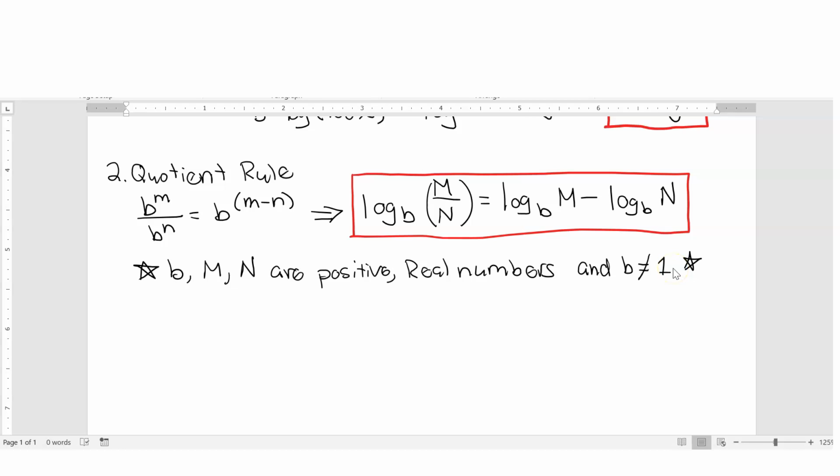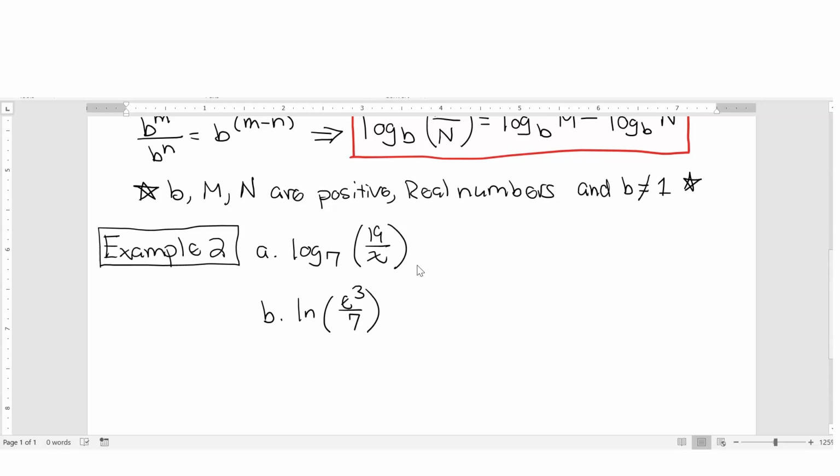Let's look at example 2. Example 2 on page 494 of your textbook has two parts. Our first expression is log to the base 7 of 19 divided by x.